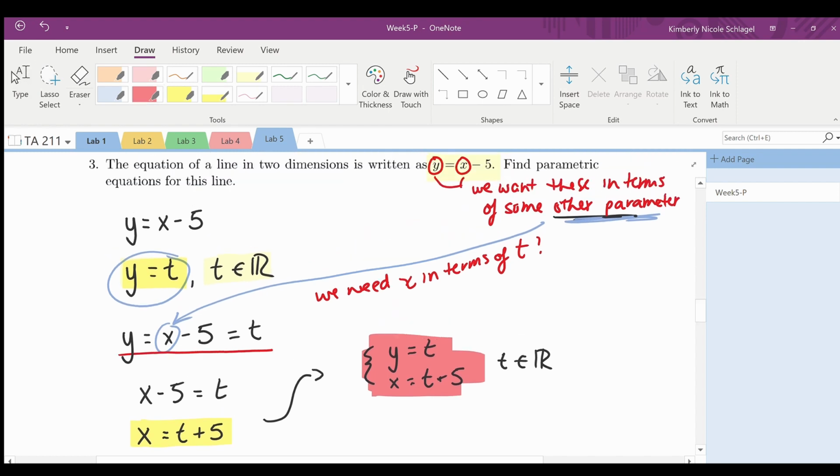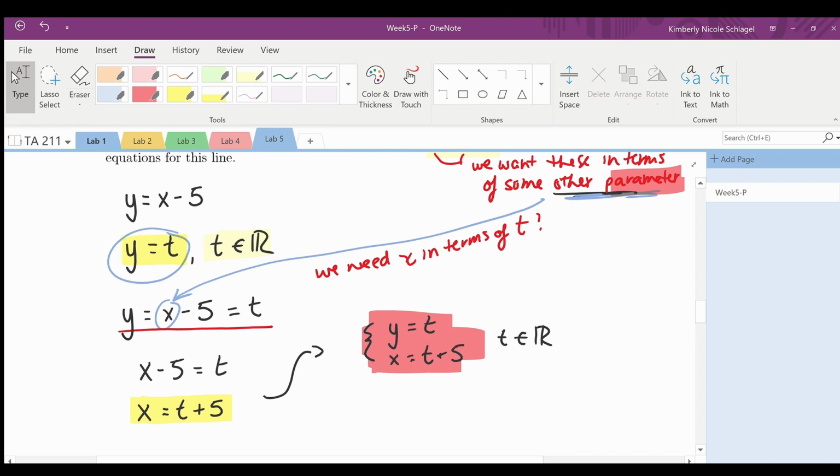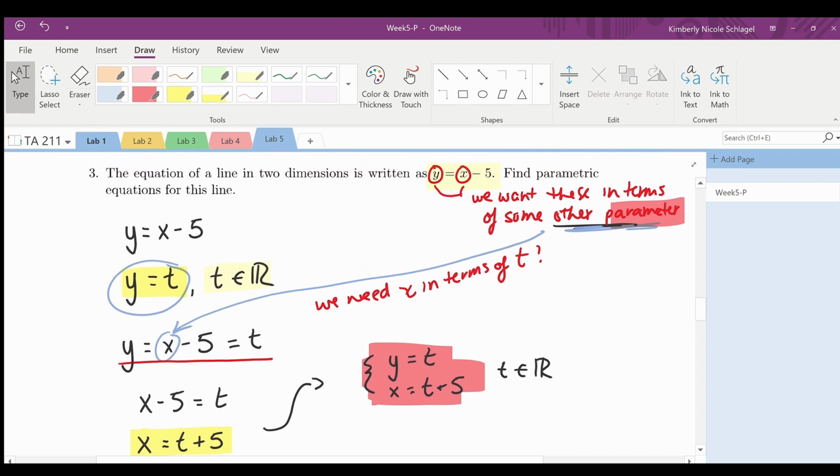I know it's a little bit confusing, but just think of it this way: if I'm given a simple equation like this, I'm just going to set my y equal to another parameter, I'll set it equal to t. Then from there, you can just isolate for x to get x in terms of t. So that's all we did: we put the variables of our equation in terms of something else.